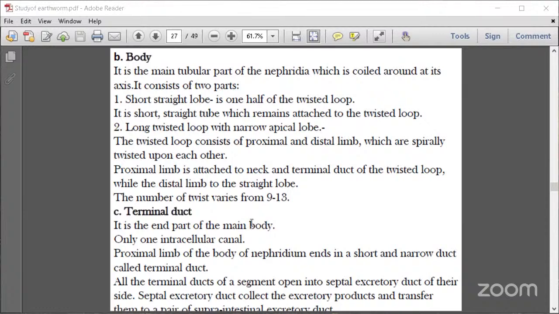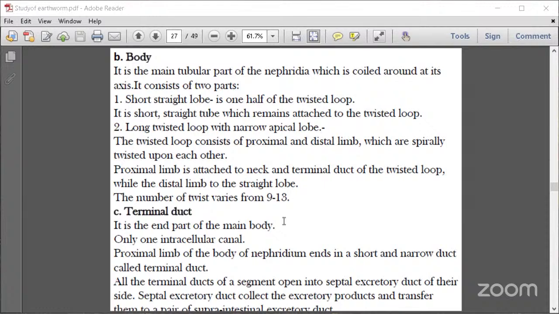The number of twists varies from 9 to 30. When coming to the terminal duct, it is part of the main body. Only one intracellular canal, the proximal limb of the body of the nephridium, ends in a short and narrow duct called the terminal duct. All the terminal ducts of a segment open into the septal excretory duct of their kind.